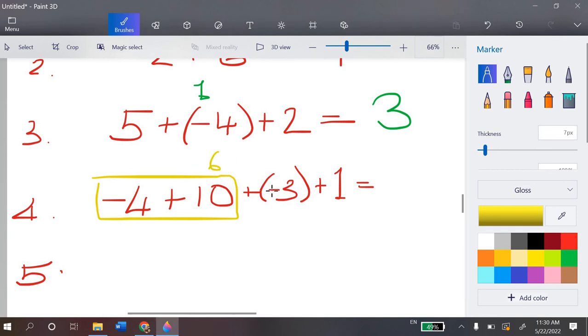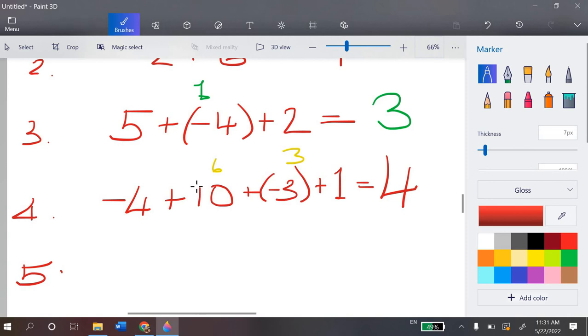Now we have 6 plus negative 3. 6 plus negative 3, think of it as 6 minus 3. Okay. Think like 6 minus 3. Okay. 6 minus 3 is 3. Yes, 3. So we have 3 here. 3 plus 1 equals 4.